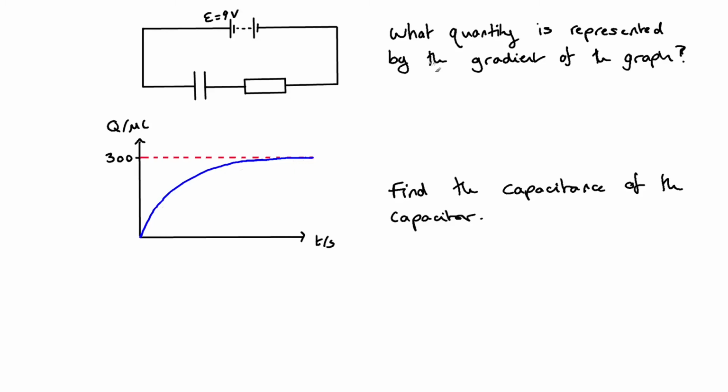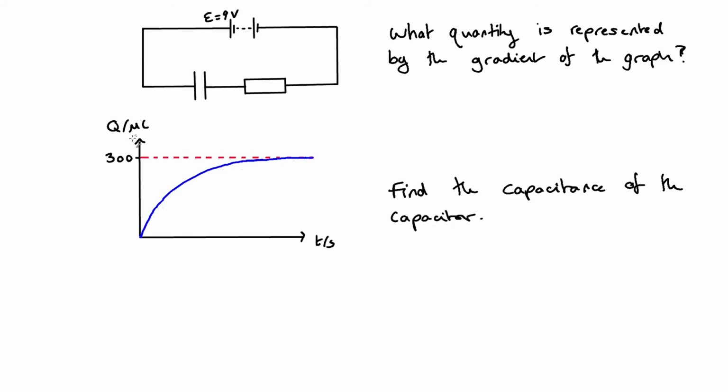So here we have a capacitor circuit question. The first part, what quantity is represented by the gradient of the graph? So we've got a capacitor circuit, a 9 volt power supply, a capacitor and a resistor in. And what they've done is they've looked at how the charge stored by the capacitor varies with time. And eventually the charge on the capacitor reaches 300 microcoulombs. What quantity is represented by the gradient of the graph?